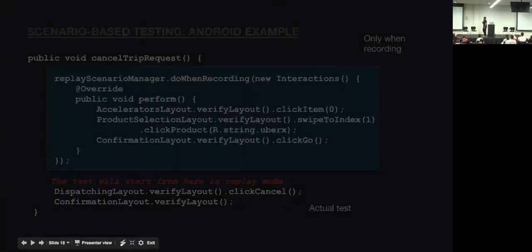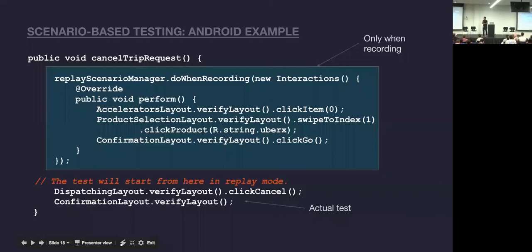So let me give you an example of how we are trying to eliminate these kinds of irregularities with our UI. In this, the first part of the code says replay scenario manager do when recording. This part of the code is going to run only when you are recording the test. When Bian was explaining, we have a record replay mechanism where we store the network or server responses in local files. So when you are recording, that part of the code is going to run.